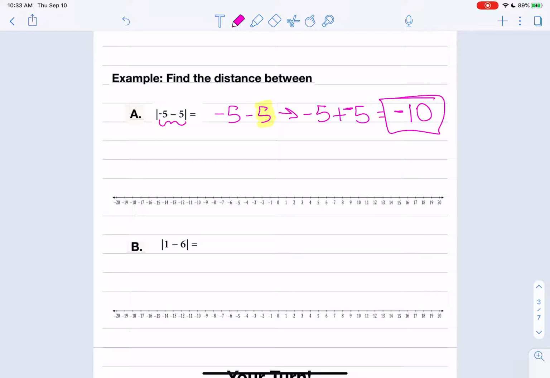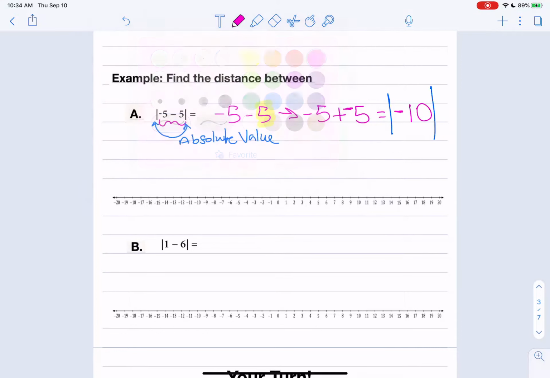Now, the other way we could do this is on the number line. We have, oops, but we're not done, sorry. It's negative 10. Now that we have that, we need to take the absolute value. I almost forgot the most important part. So remember, these lines on either side of the 5 mean absolute value. Okay, and the absolute value is always positive, so that means our answer is going to be positive 10.